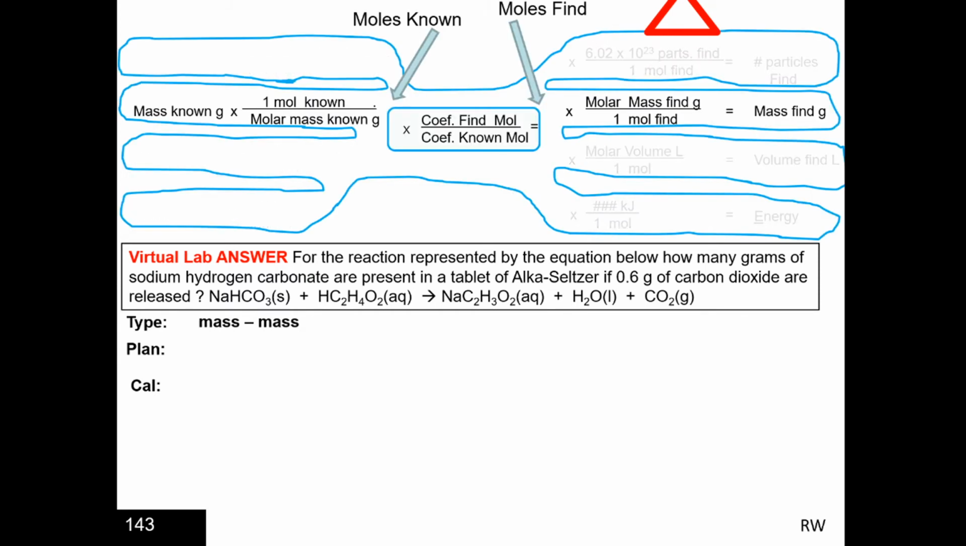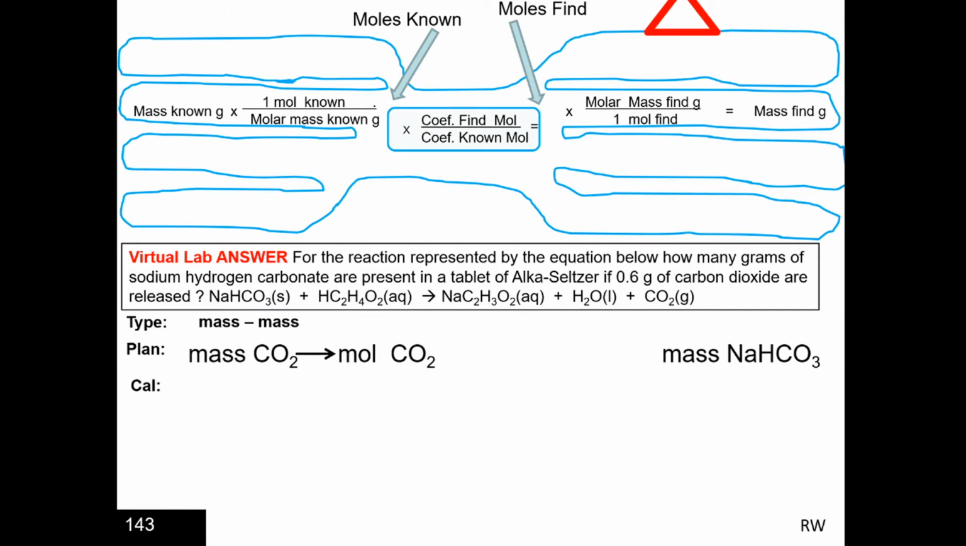So we're interested in this part of the stoichiometric equations, the mass of the known, which we know from our little experiment, times 1 over its molar mass, times your molar ratio, which we'll get from the balanced chemical equation, times the molar mass of the chemical we're looking for, that's the sodium hydrogen carbonate, and that'll give us the mass that we're trying to find. All right, so our plan would be to take the mass of the carbon dioxide, convert it to moles of carbon dioxide, convert that to moles of sodium hydrogen carbonate, and then use the molar mass of sodium hydrogen carbonate to convert it to the mass of the sodium hydrogen carbonate.